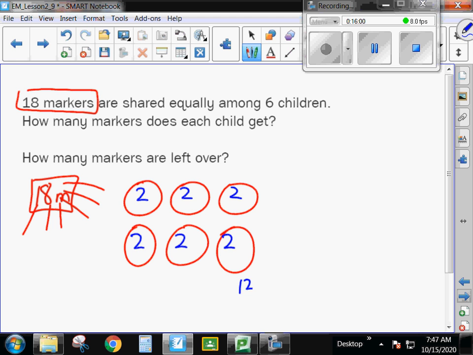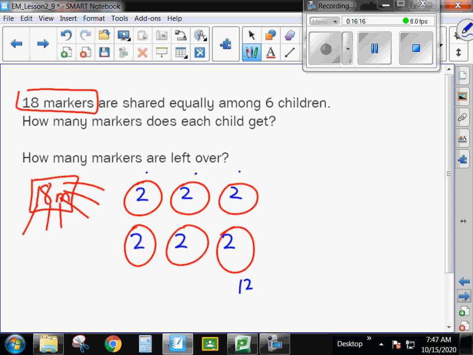Now I think if I keep counting by 2s, that's going to be too much. So let me keep counting by 2s. I'm just going to touch it. I'm not going to write it yet. So 12, 14, 16, 18. Well, I can't keep counting by 2s because then I couldn't give it to everybody.